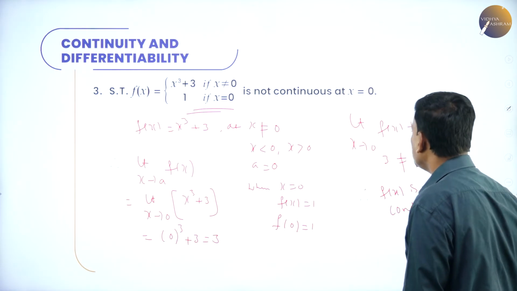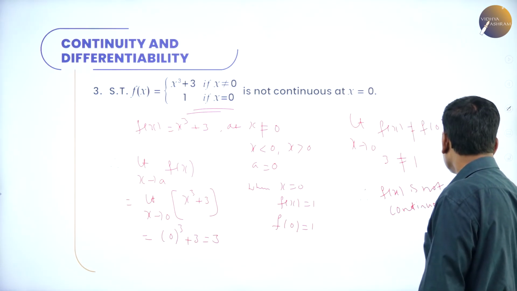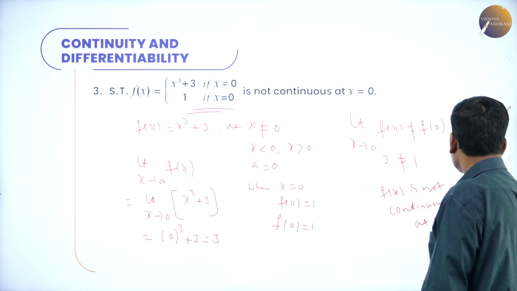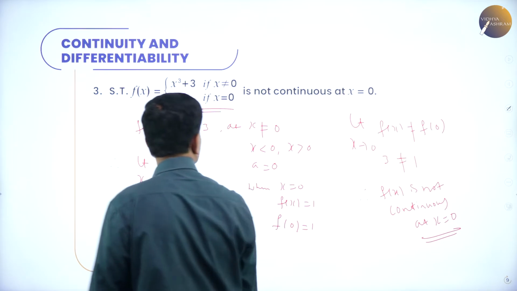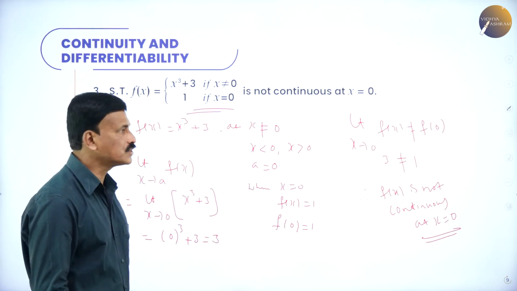This is not continuous at x is equal to 0. This is not continuous at x is equal to 0. That means this is a discontinuous function.